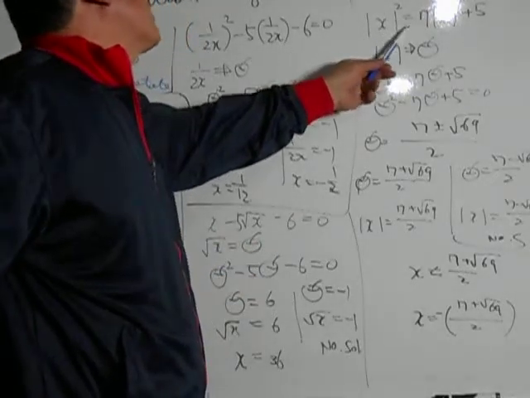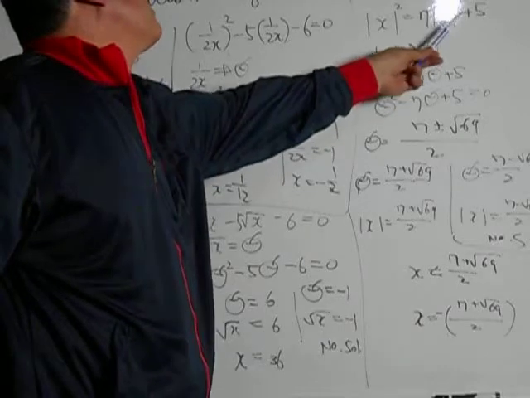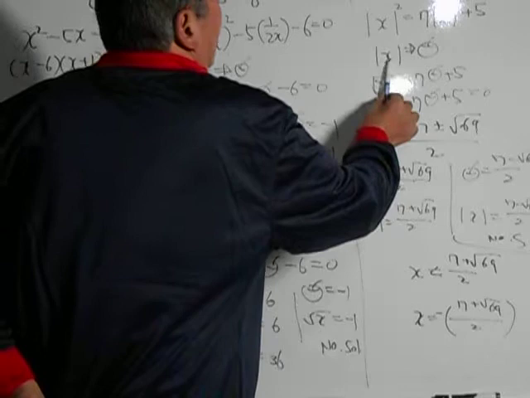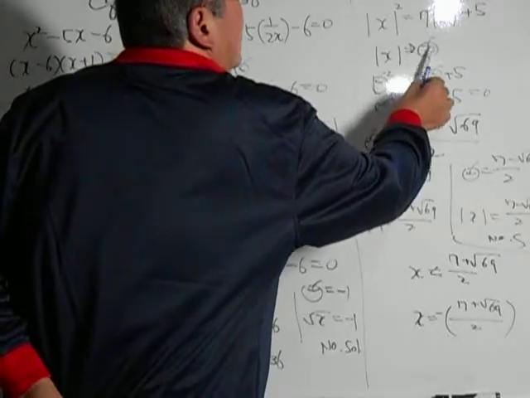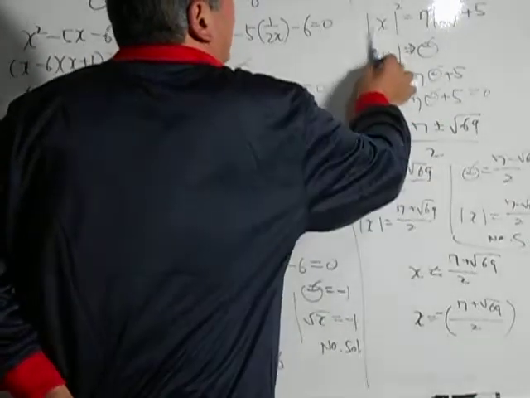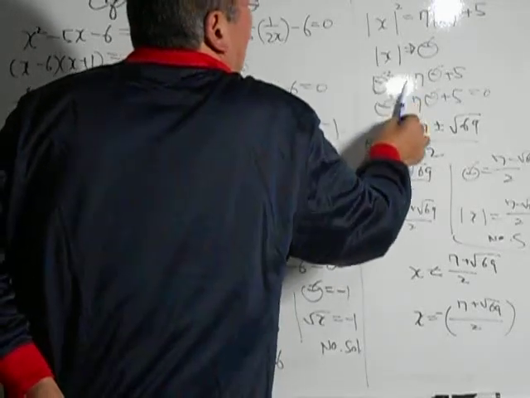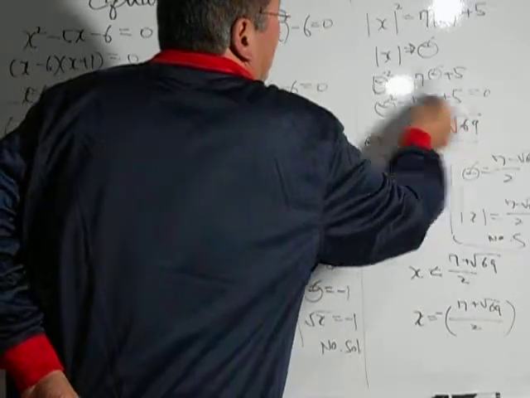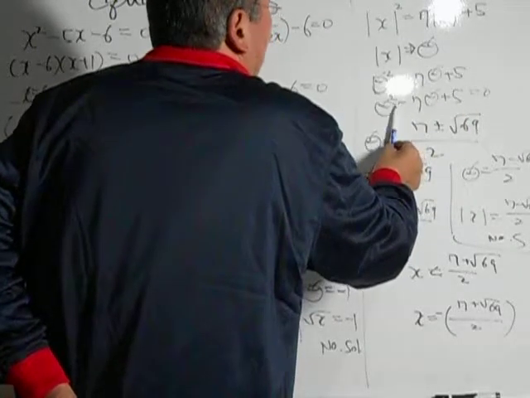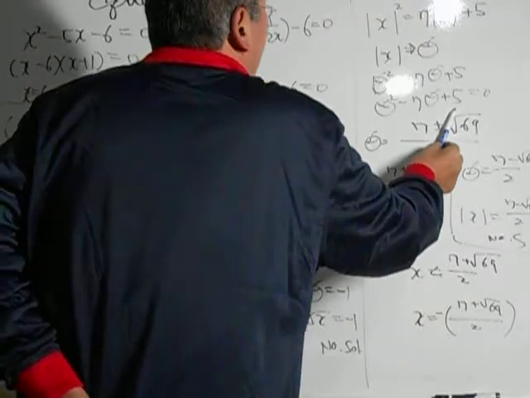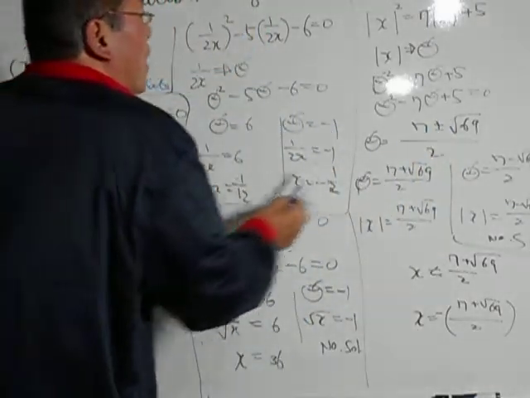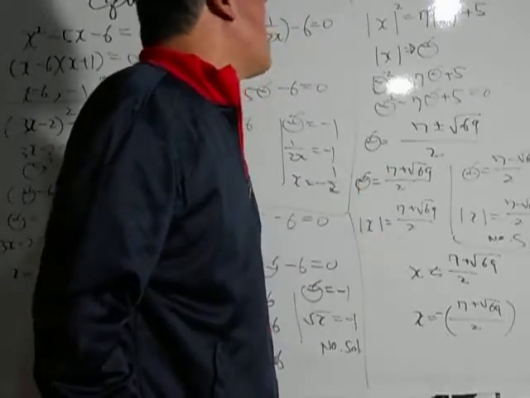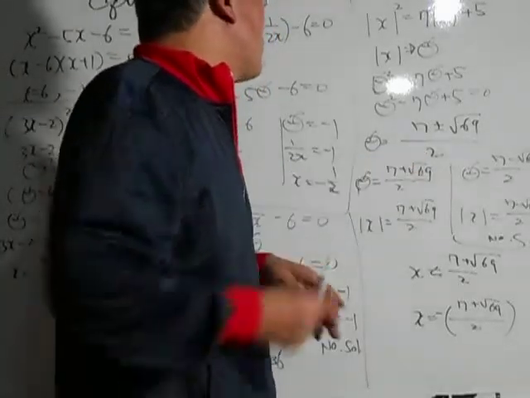Absolute value of x squared equals 7 times absolute value of x plus 5. Okay? We're going to set the absolute value of x to apple. So this is going to be apple squared equals 7 apple plus 5. We rearrange it: apple squared minus 7 apple minus 5. We solved it already. Oh no, I'm going to use the quadratic formula.